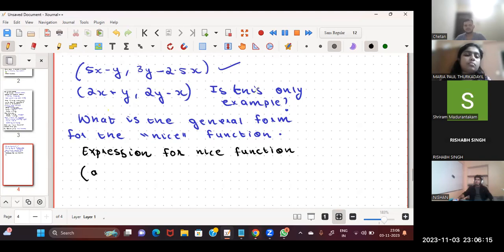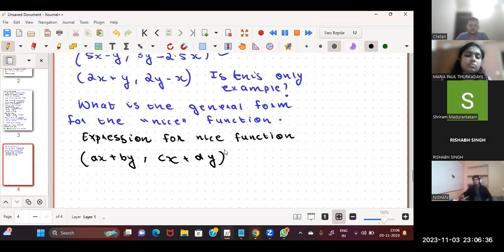So the general form for such functions is ax plus by, where my coefficients are not zero, but my constant is zero. So that's an expression for my nice function. Okay, moving on to the next question.